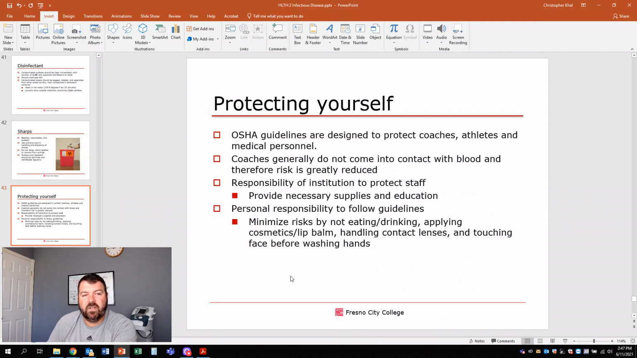All right, protect yourself. OSHA guidelines are designed to protect coaches, athletes, and medical professionals against any kind of infection. Coaches generally do not come into contact with blood, so the risk is greatly reduced. It is the responsibility of institutions to protect staff and provide necessary supplies and education. There is also a personal responsibility to follow guidelines. You minimize risk by not eating, drinking, applying cosmetics or lip balm, handling contact lenses, or touching your face before hand washing, that kind of stuff.